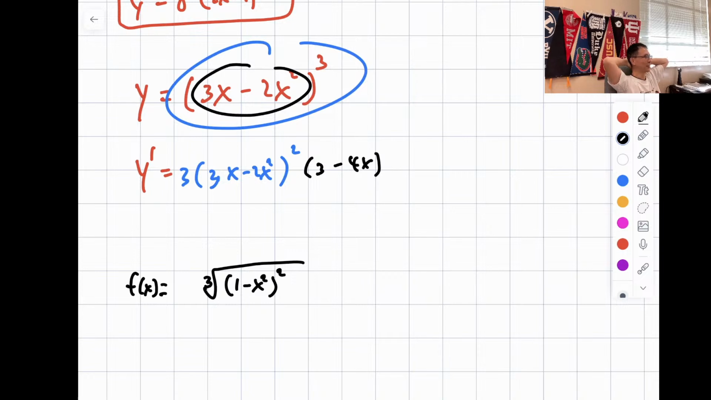That is really weird. I got -4 over 3 cube root of 1 minus x. I don't know yet. We can check with each other. Okay, so check it. Just wait for him. Yeah, I'm patient.